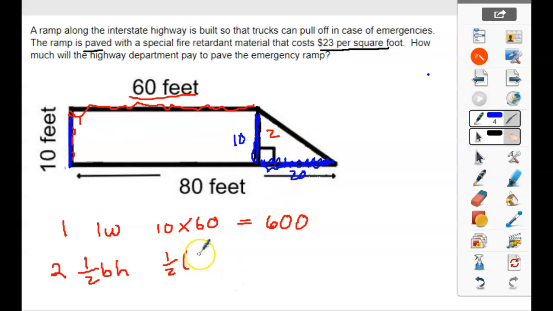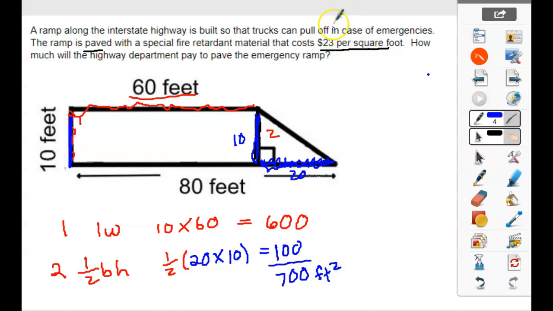So it looks like I've got a base of 20 times a height of 10. Okay, and then I'm just going to plug all of that into my calculator. So 1/2 times 20 times 10, and I get 100. Okay, so the total area of this thing is 700 feet squared, which that's not actually what they asked me.